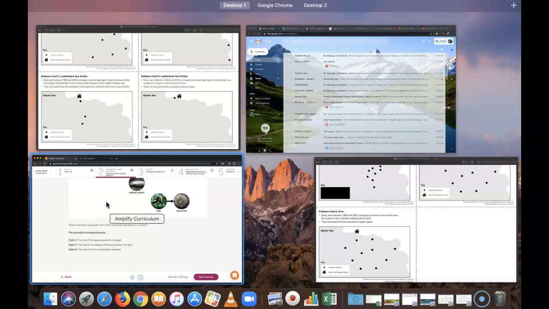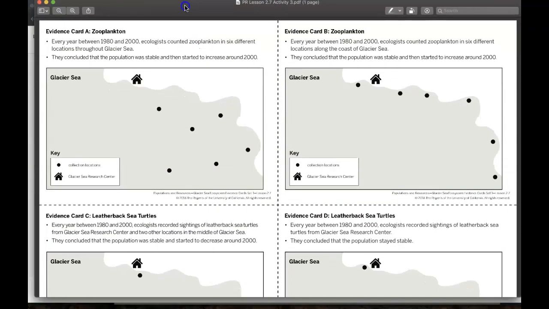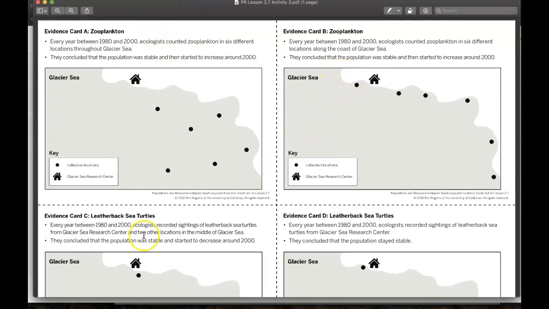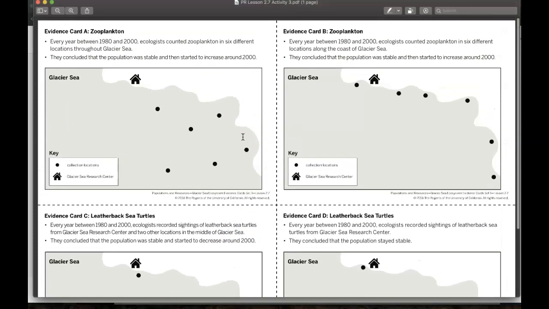What we need to do now is go back to our evidence cards from lesson 2.7, activity 3. We have 2 evidence cards for zooplankton and 2 evidence cards for leatherback sea turtles. When you did this activity, if you go back to Notability PR lesson 2.7 activity 3, you should see that you put a star next to the cards that you thought were the strongest evidence. What we concluded was that evidence card A was the strongest for zooplankton, and that evidence card C was the strongest for the sea turtles. So let's see how these connect to the claims.